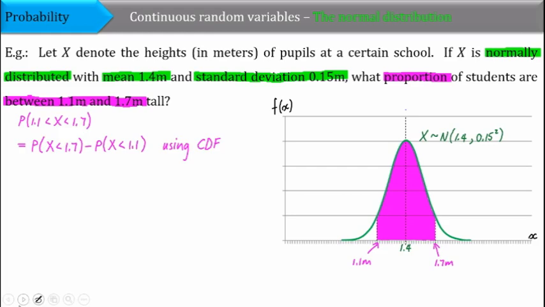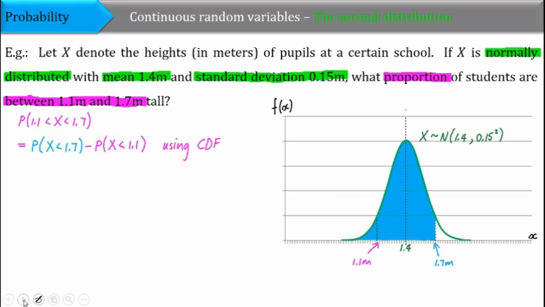Now I'm going to solve this using a CDF because I don't want to integrate. Remember, the normal distribution doesn't have a very nice looking PDF, and if I have to integrate from 1.1 to 1.7, it's going to be quite a task. But I want to use my CDF. So in this case, I'll take everything up to 1.7 and I'll subtract everything up to 1.1. Okay, so that means the entire blue area is what I'll calculate first, and then I'll calculate the size of the black area there, and then I'll subtract the one from the other.